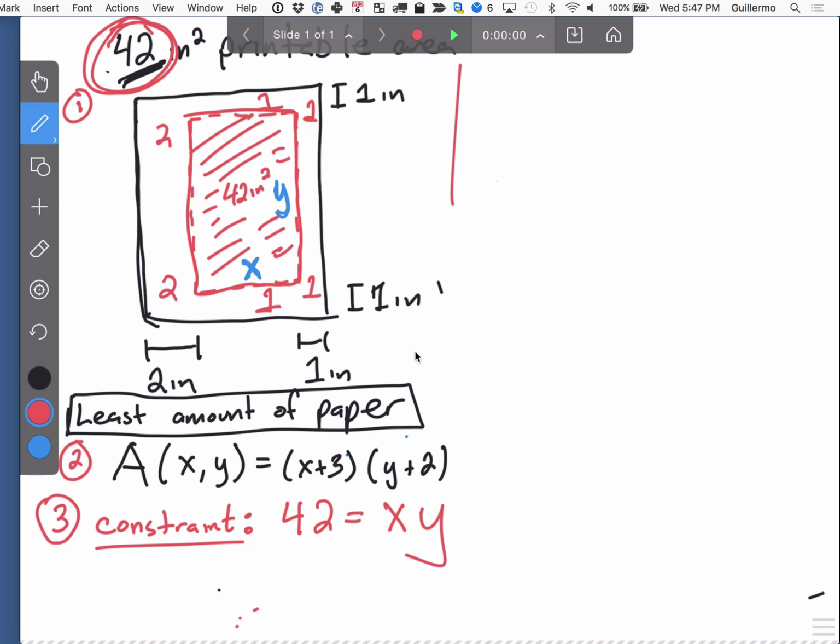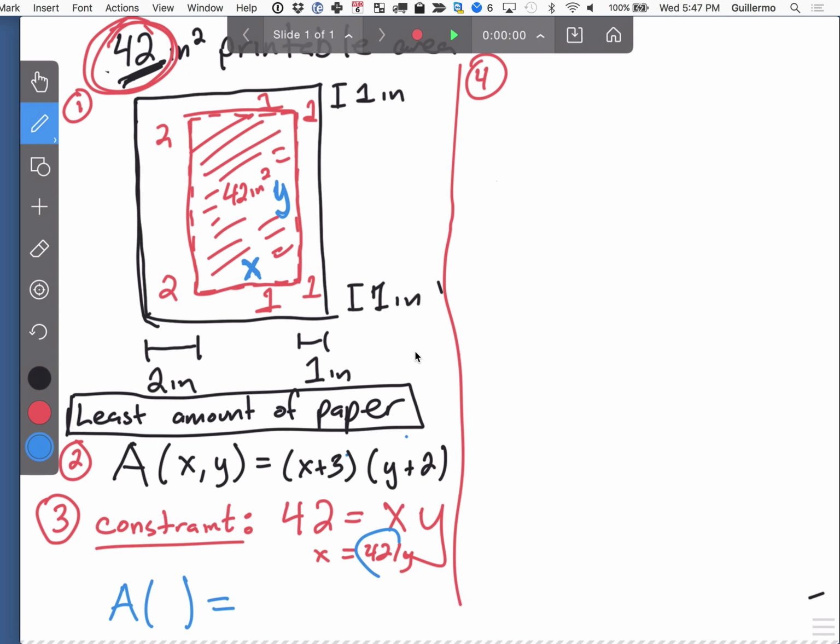Okay, so then after that, what do we do? Solve. Oh, yeah, right, we're not at step 4 yet. So, do you guys want to solve for x or y? X, okay. So x is 42 over y. So then the area as a function of, if I plug in this x into there, it's going to be a function of just y, right? So this is going to be 42 over y plus 3 times y plus 2.